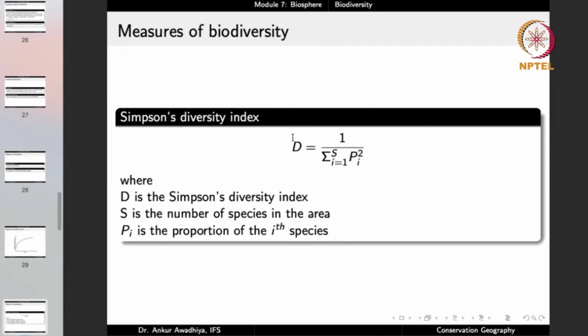So it is written as D = 1 / Σ Pi², where the sum is over all the species, i = 1 to S, S is the number of species, and Pi is the proportion of the ith species. That is, the number of individuals in the ith species divided by the total number of individuals that you found in this forest. And if you compute this value, you get the Simpson's diversity index.